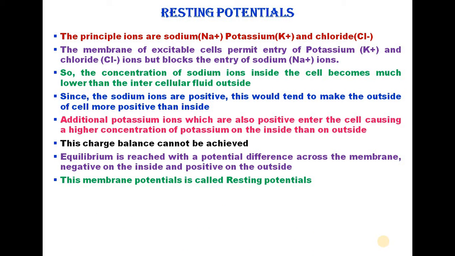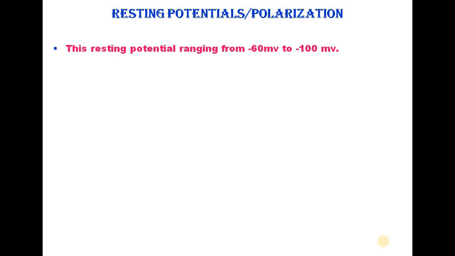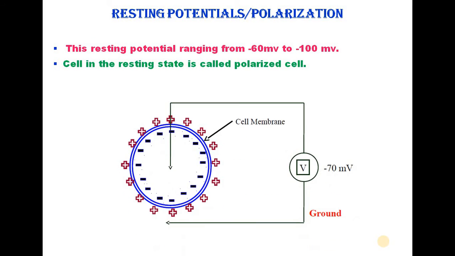This membrane potential is called the resting potential. This potential is measured from inside the cell with respect to the body fluids. So, the resting potential of a cell is always negative. This resting potential value ranges from minus 60 millivolt to minus 100 millivolt. The cell in the resting state is called a polarized cell and this process is called polarization.